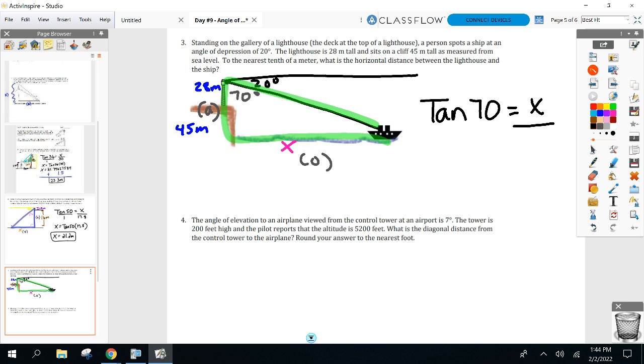Tangent of 70 equals x over, how about the adjacent side now? Adding the lighthouse and the cliff, 73. Rounding directions, nearest tenth of a meter. I'm at 200.6 meters.